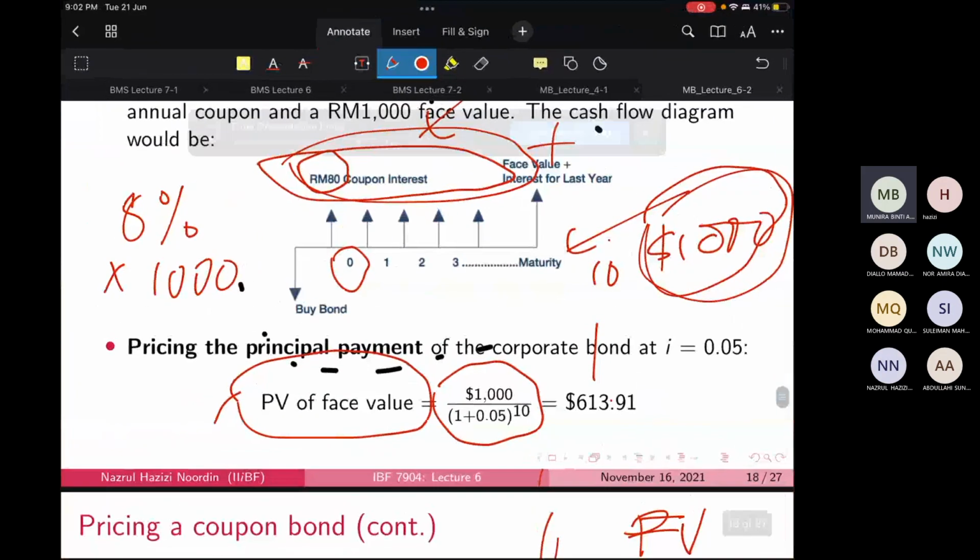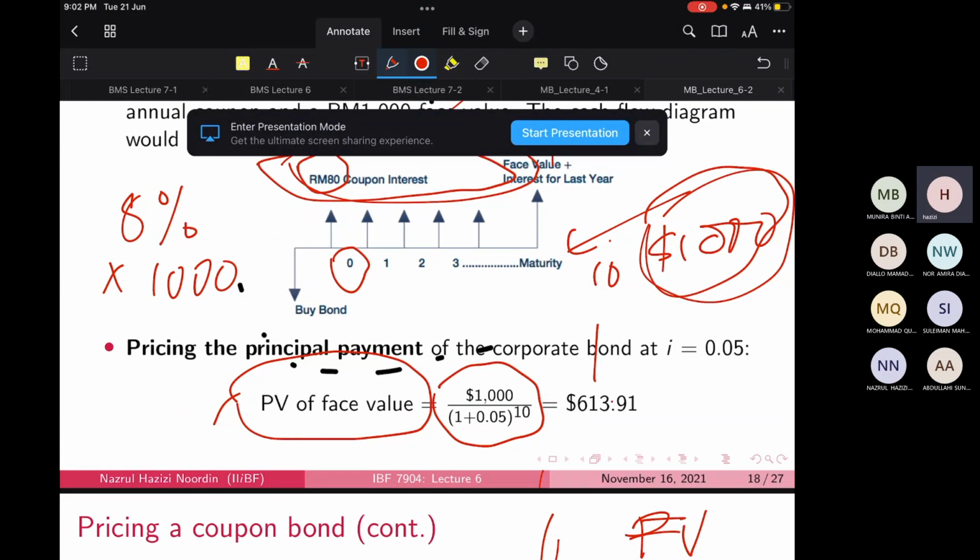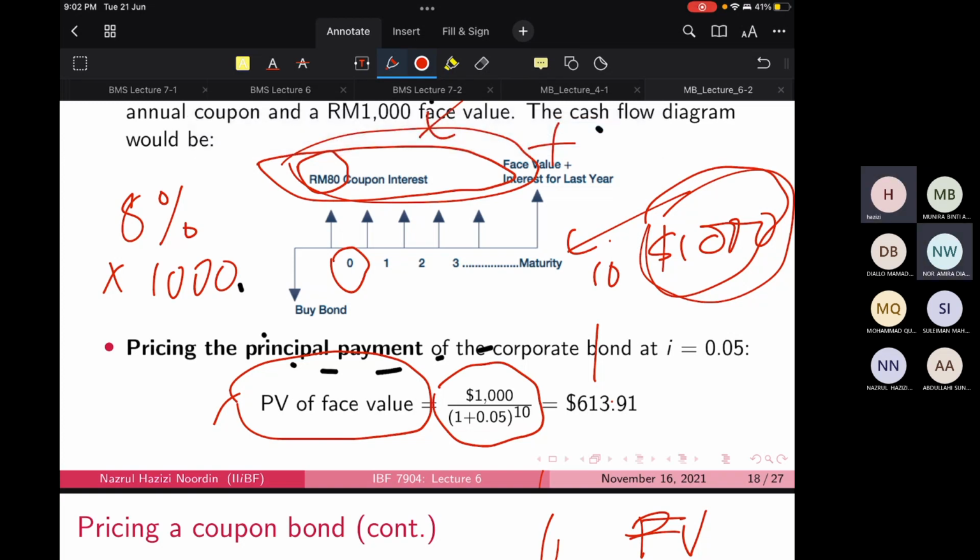Doctor, the 613 is the price of the bond? Not yet, Munira. Because the 613 or 614 here is just the price or present value of the face value. We haven't yet included the present value of the coupon payment. So now this is what we are doing. We're going to find the present value of the coupon payment first.